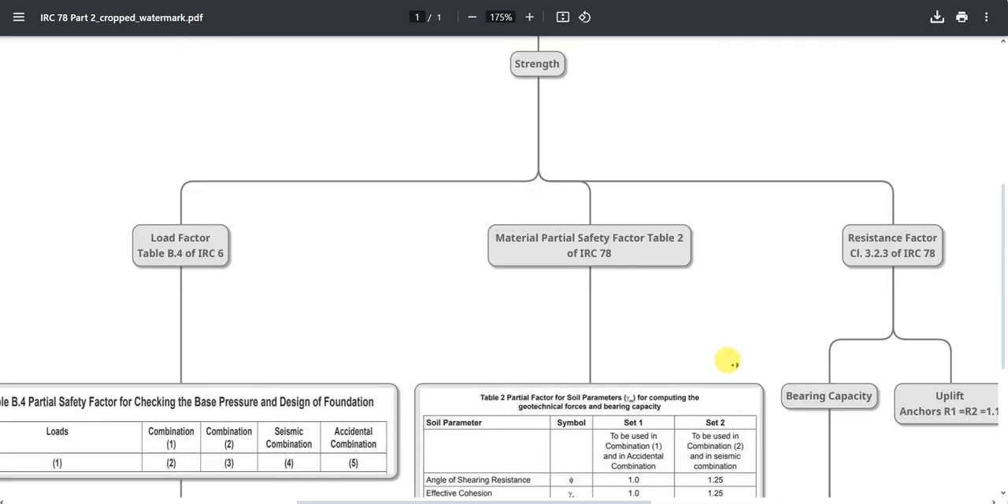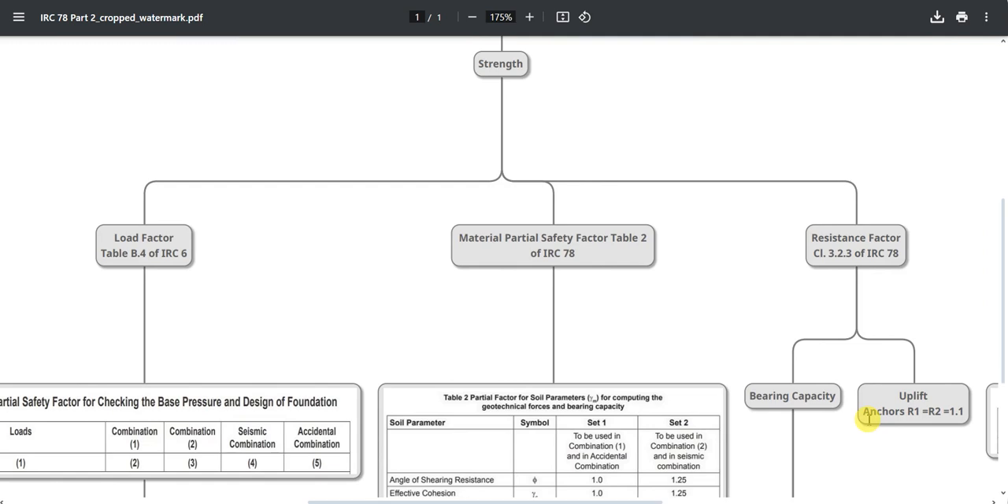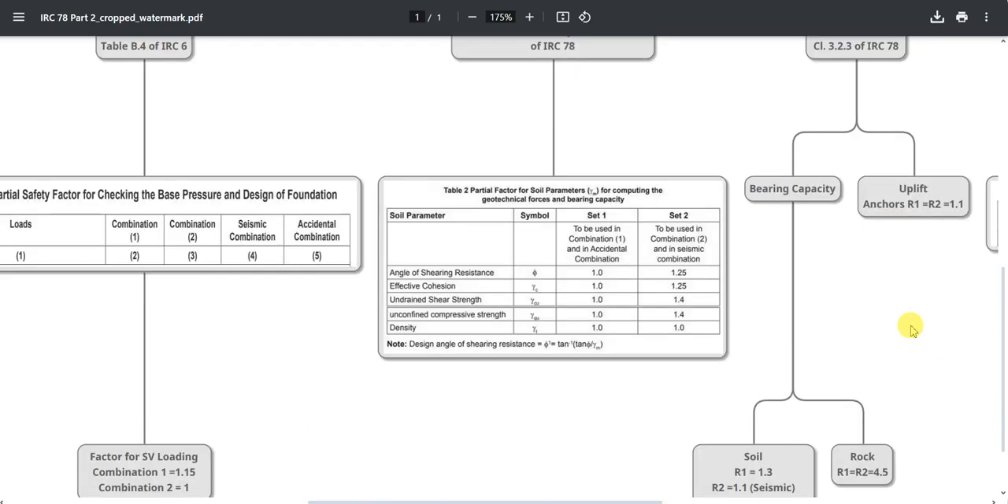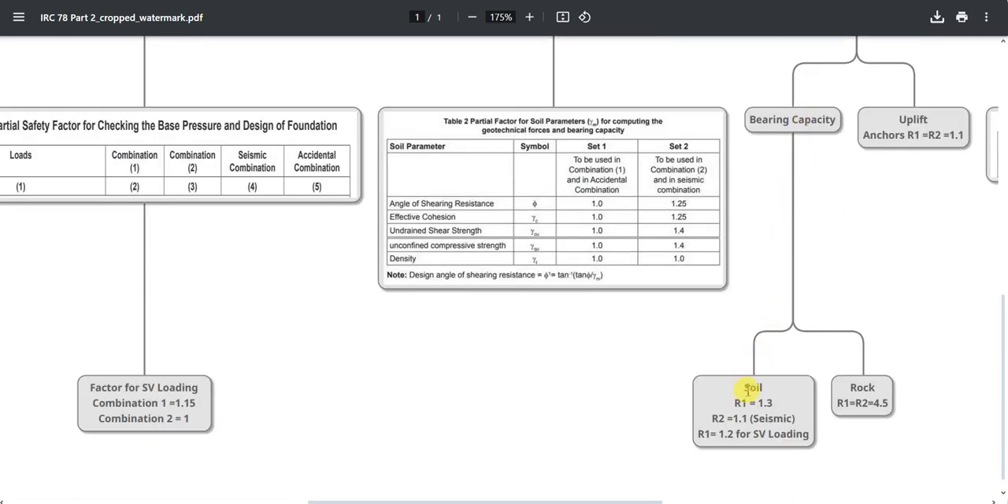Now the third factor is the resistance factor. The resistance factor has two types: one for bearing capacity and the second for uplift. For uplift, for anchorages, R1 and R2 are 1.1 for all cases. For bearing capacity in soil, R1 is 1.3, R2, which indicates the seismic case, is 1.1, and for the non-seismic case with SV loading we take 1.2. And for rock, R1 and R2 both are to be taken as 4.5.